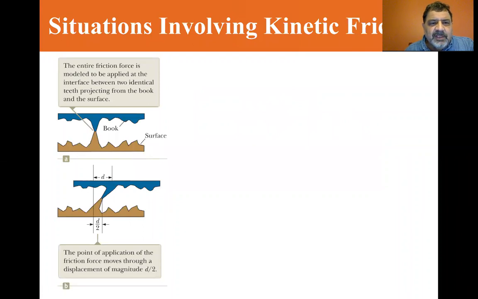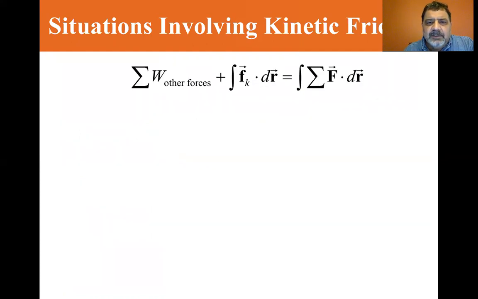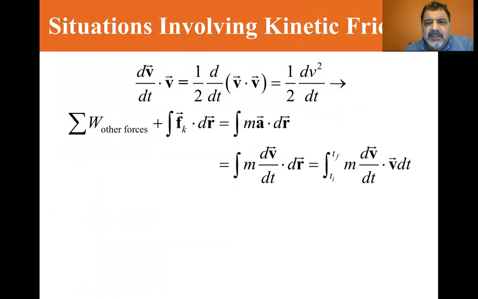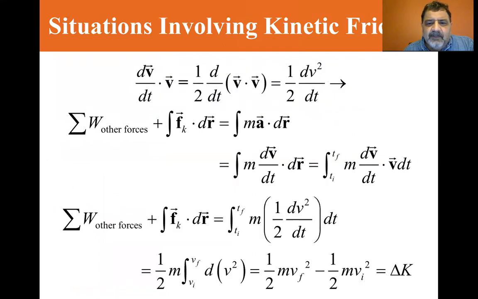Now, they modeled this as a single point of contact. It's, to me, kind of an oversimplification because there's lots of contact points, but they're trying to make a point and derive, and I'm going to skip all these derivations until we get down to basically the bottom line: the sum of the work of other forces plus the friction force times dr is equal to the change in kinetic energy.